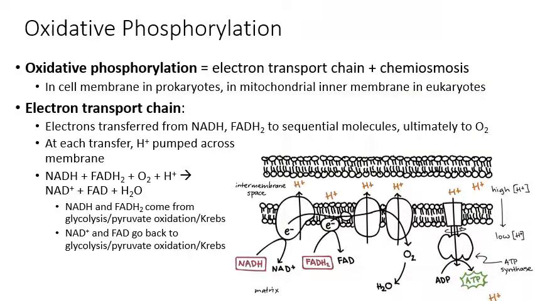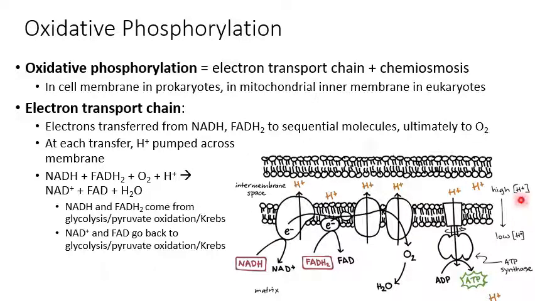The final process in cellular respiration is oxidative phosphorylation. Oxidative phosphorylation has two parts: first, the electron transport chain, and second, chemiosmosis. In prokaryotes, oxidative phosphorylation occurs on the cell membrane itself, and in eukaryotes, it occurs on the mitochondrial inner membrane, which is surrounding the mitochondrial matrix.